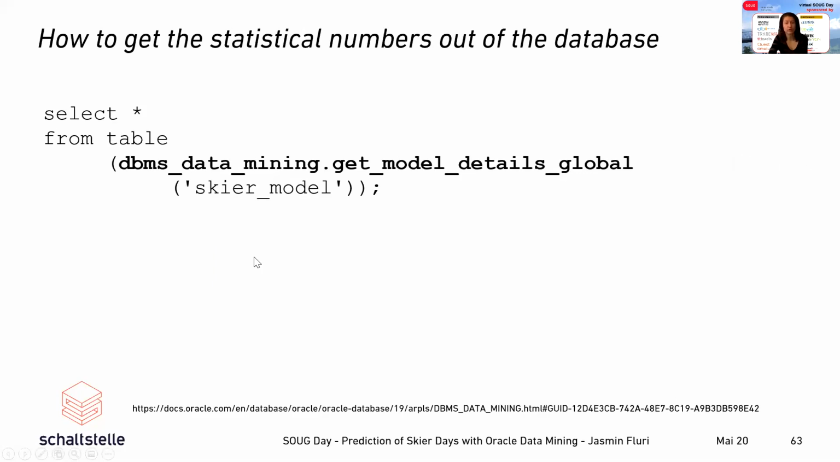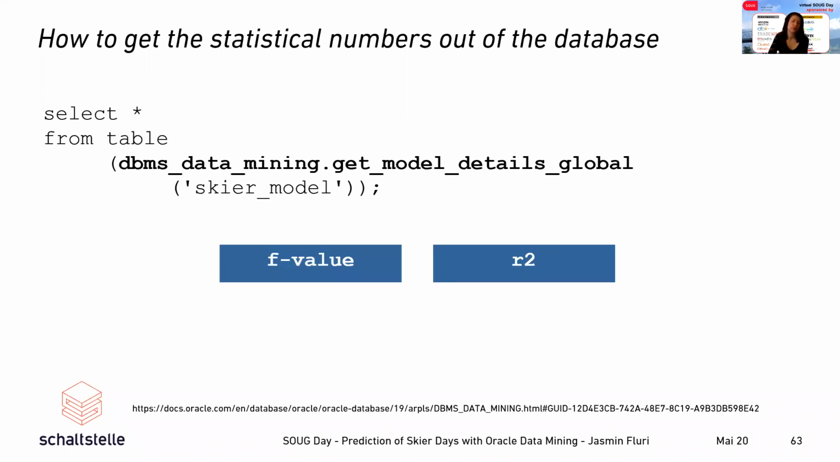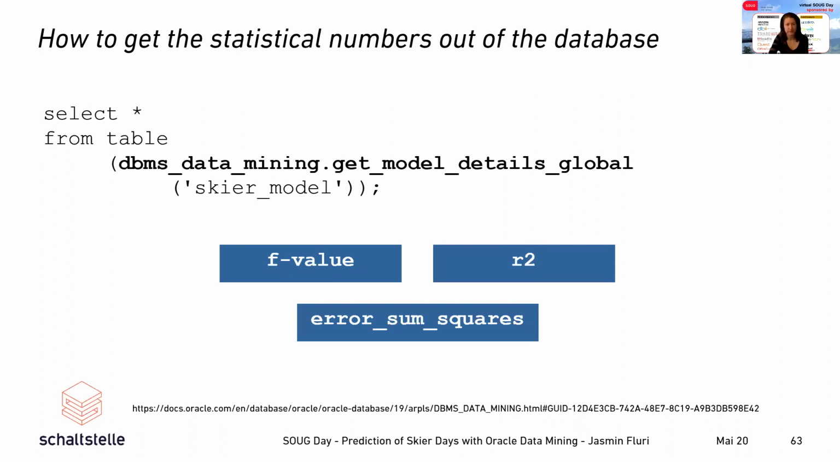The second function that we used is the Get Models Detail Global. With the Get Models Detail Global, we derived further information about our model. For example, the F value, R square, or the summarized square error. So all the statistical information that is already in our model and can be retrieved with a simple SQL clause. No need to calculate everything by yourself. You just have to interpret the numbers that you get there.